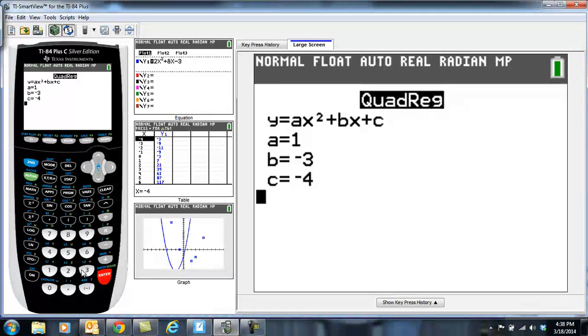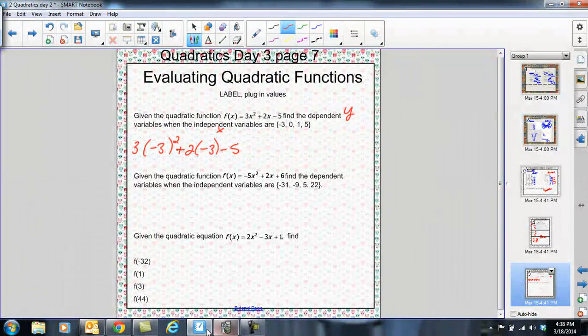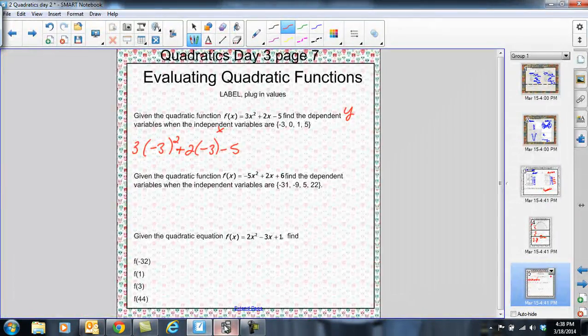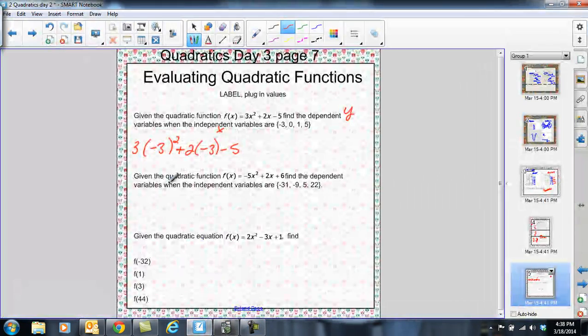So I'm going to do 3 times, and I'm just going to use parentheses, negative 3, close my parentheses, squared, plus 2 times negative 3 minus 5. Check to make sure I typed that right. Looks good to me. Hit enter. Bam, it equals 16.